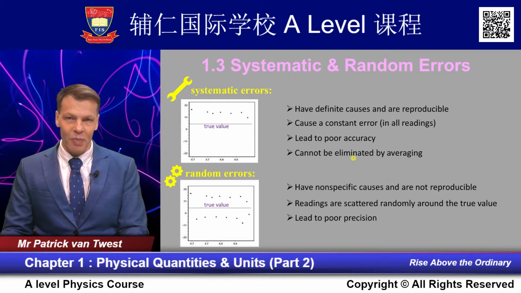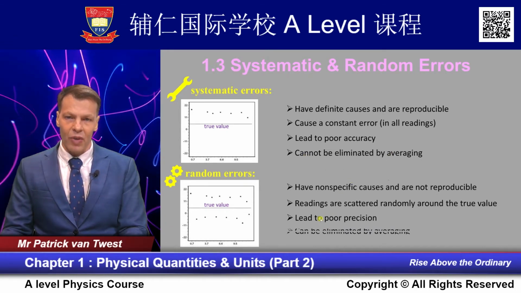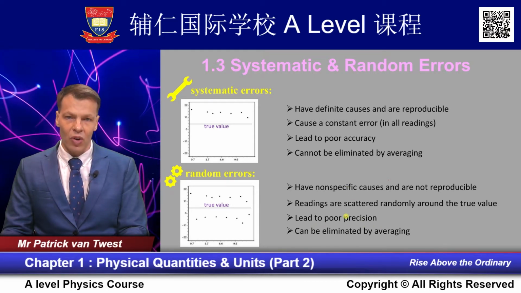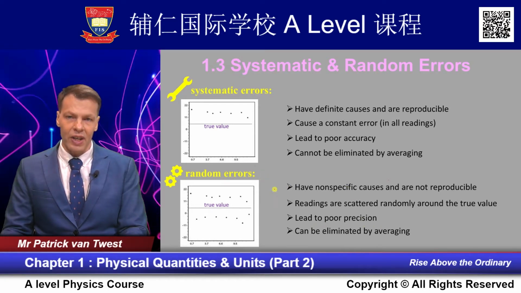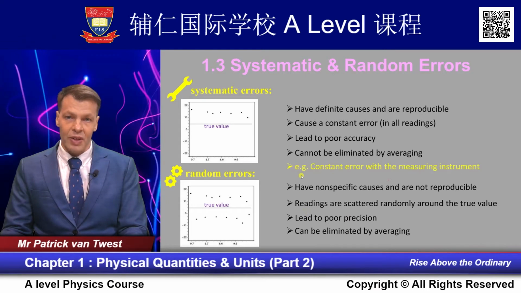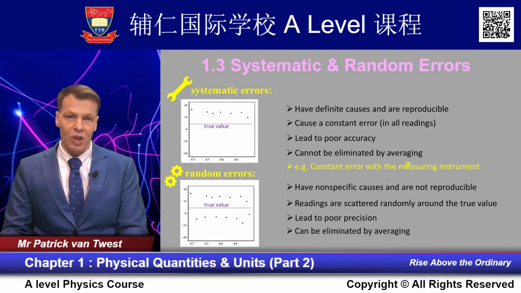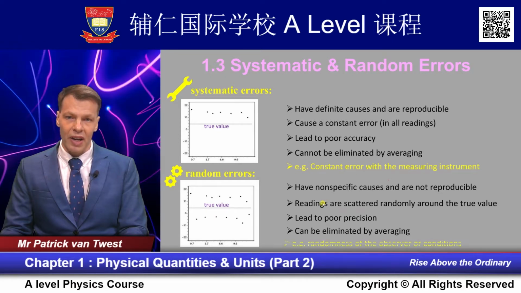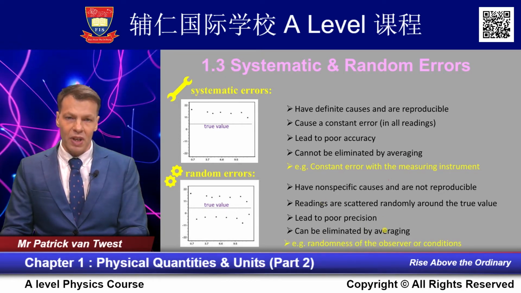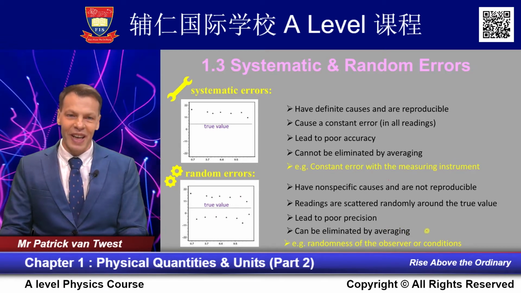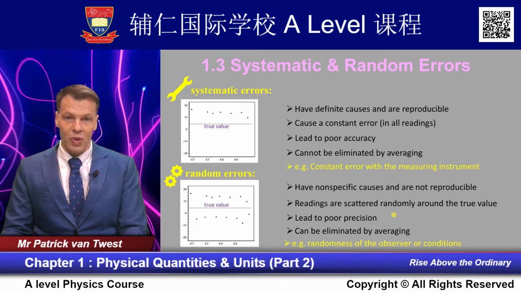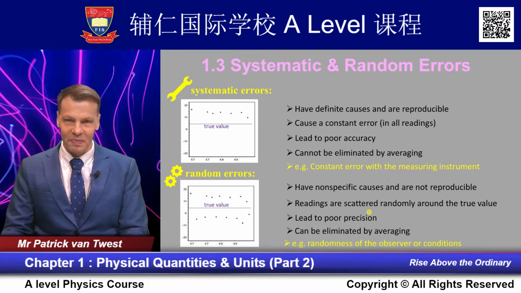Systematic errors cannot be eliminated by averaging, but random errors can. So that's a very handy thing. If you take an average of your readings, you can eliminate random errors. An example of a systematic error might be just a problem with your measuring instrument, a constant error with that instrument. An example of a random error might just be the randomness of the observer or of the conditions. And sometimes all things we do have a touch of randomness in them.